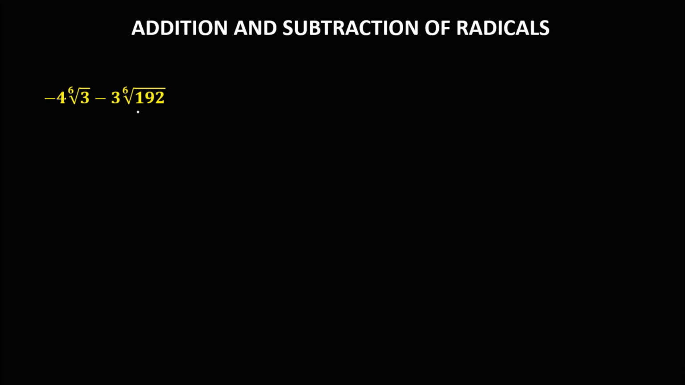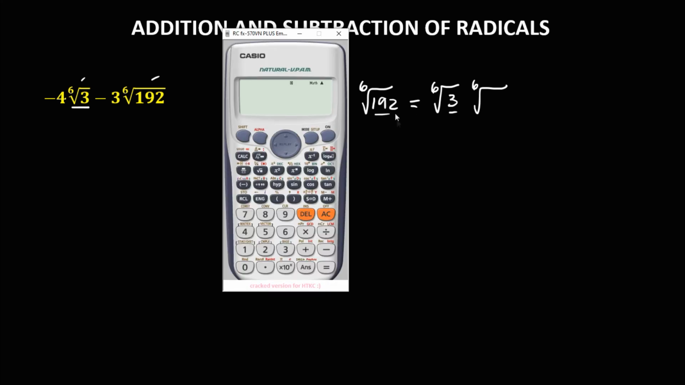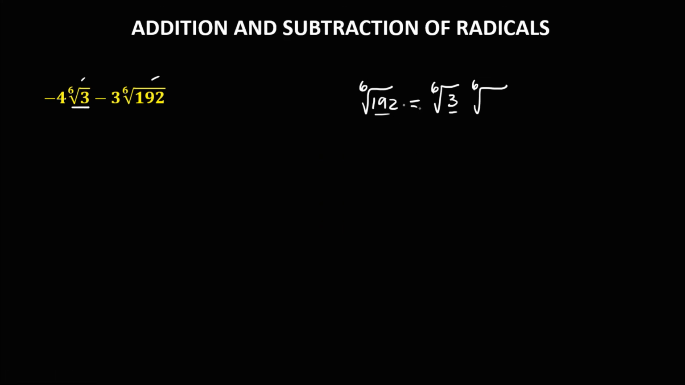Then for this given, first we need to rewrite the sixth root of 192. Since we have the sixth root of 3, let's assume that this is one of the factors. To find the other factor, we just need to divide 192 by 3. So 192 divided by 3 equals 64. So the sixth root of 192 is equal to the sixth root of 3 times the sixth root of 64.